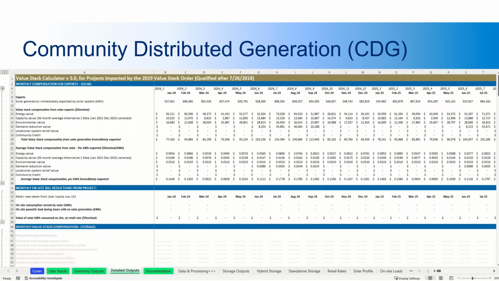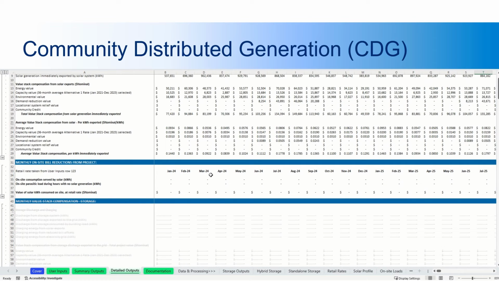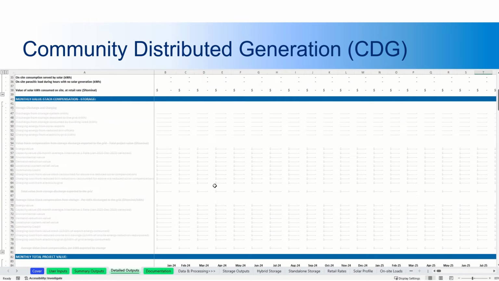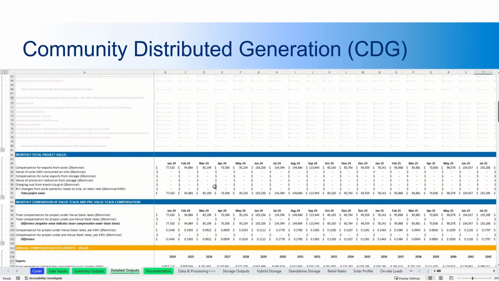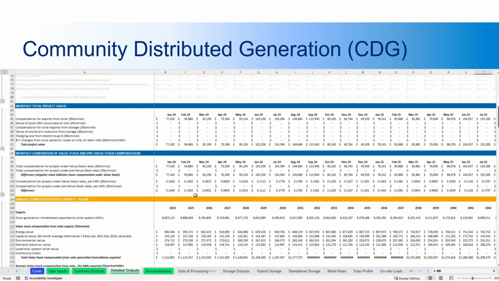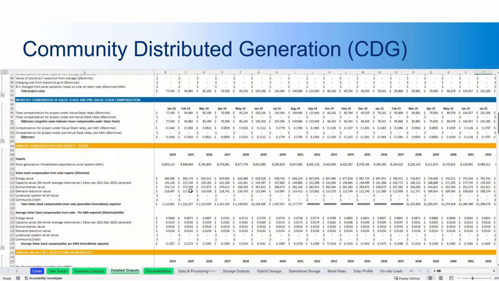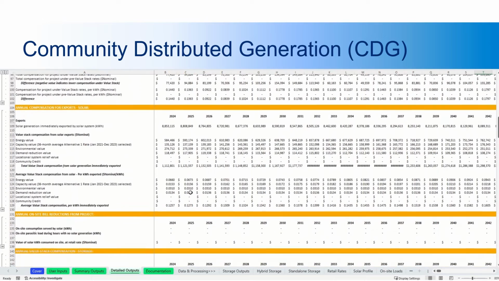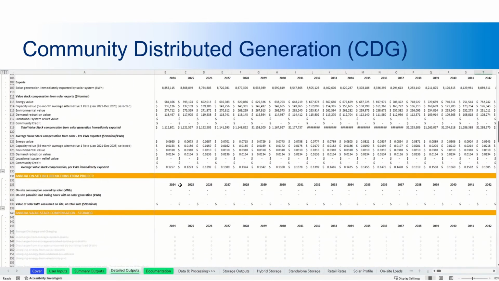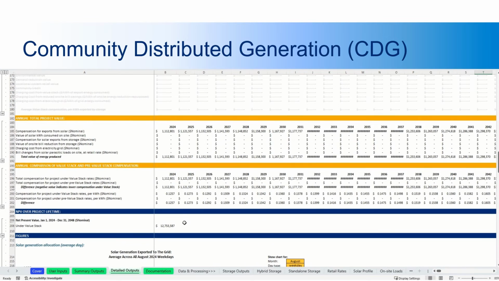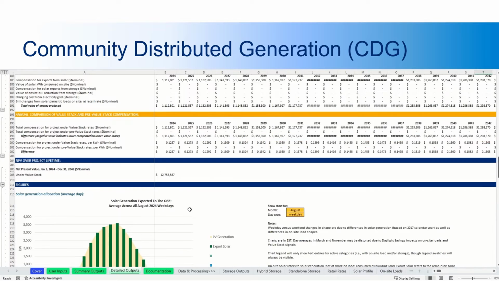We are modeling no on-site or parasitic load, so this next section is empty, as are the storage inputs. If we scroll down further, the project doesn't have any generation prior to the value stack. And then we get back to the annual compensation section, again broken out by value stack component. At the very bottom of this, you can see a net present value of the project and a series of figures or graphs.